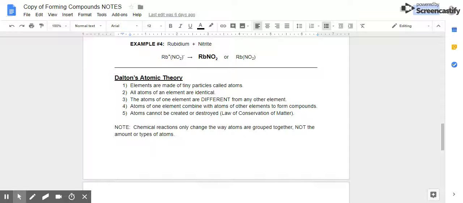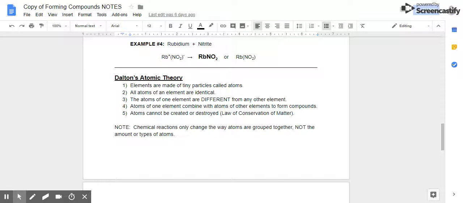So the 5 parts. Elements are made up of tiny particles called atoms. All atoms of an element are identical. The atoms of one element are different from any other element. Atoms of one element combine with atoms of other elements to form compounds. And finally, atoms cannot be created or destroyed. This is the law of conservation of matter. Chemical reactions are only changing the way the atoms are grouped together.